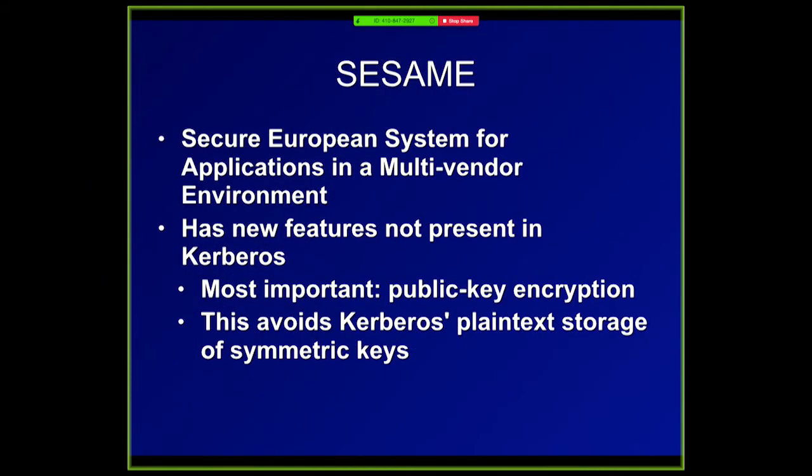So SESAME is an alternative system for European systems, and it's got public key encryption. Everything in Kerberos is private key encryption, so it has these symmetric keys that are high value targets, which if stolen will compromise the system. SESAME has a different system that supposedly is less vulnerable.